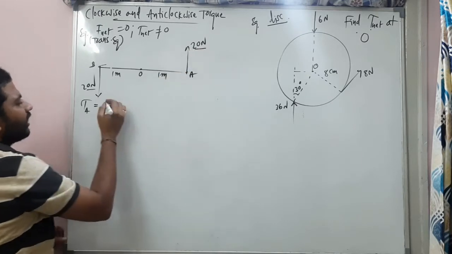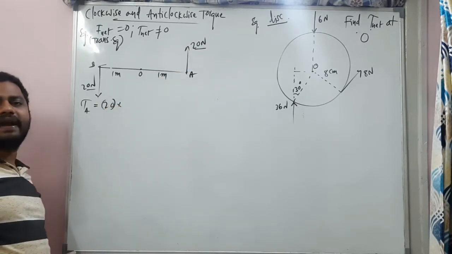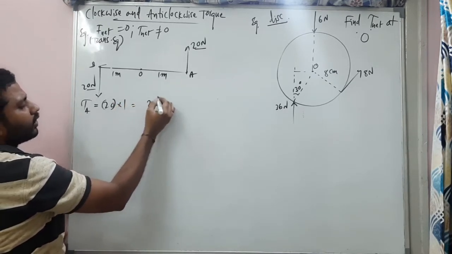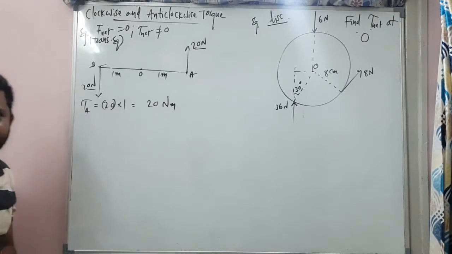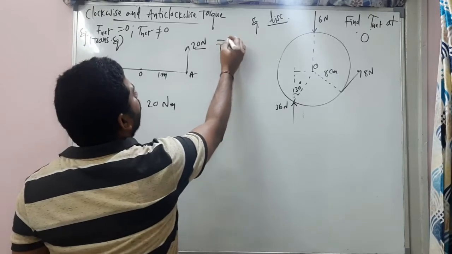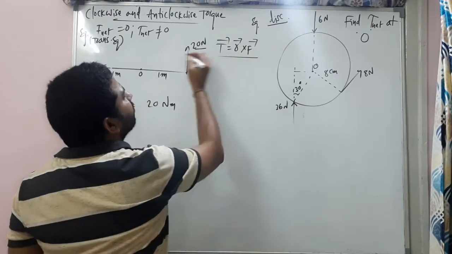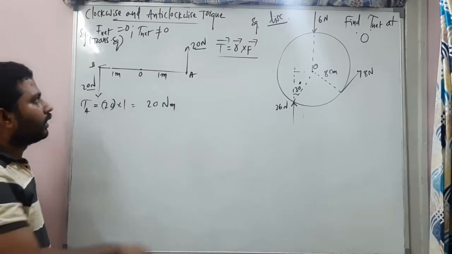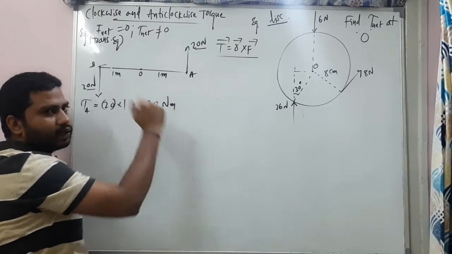What is the force here? 20, into the perpendicular distance from the axis of rotation, which is how much? It's 1. So what is that? 20 Newton meter. Is it positive or negative? That is important here. So what is the general formula of the torque? Tau bar is equal to R bar cross F bar. This is R bar from the axis of rotation.